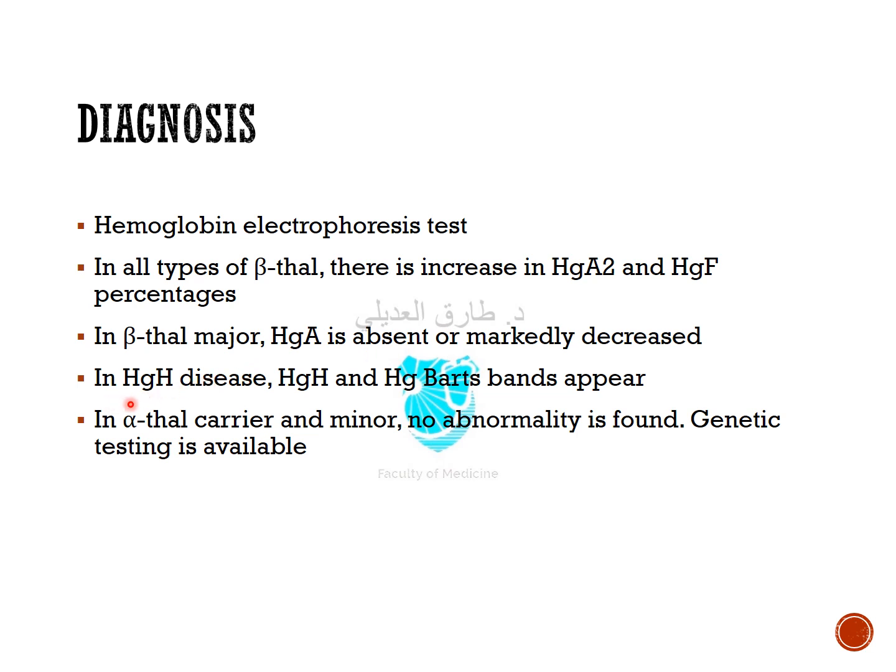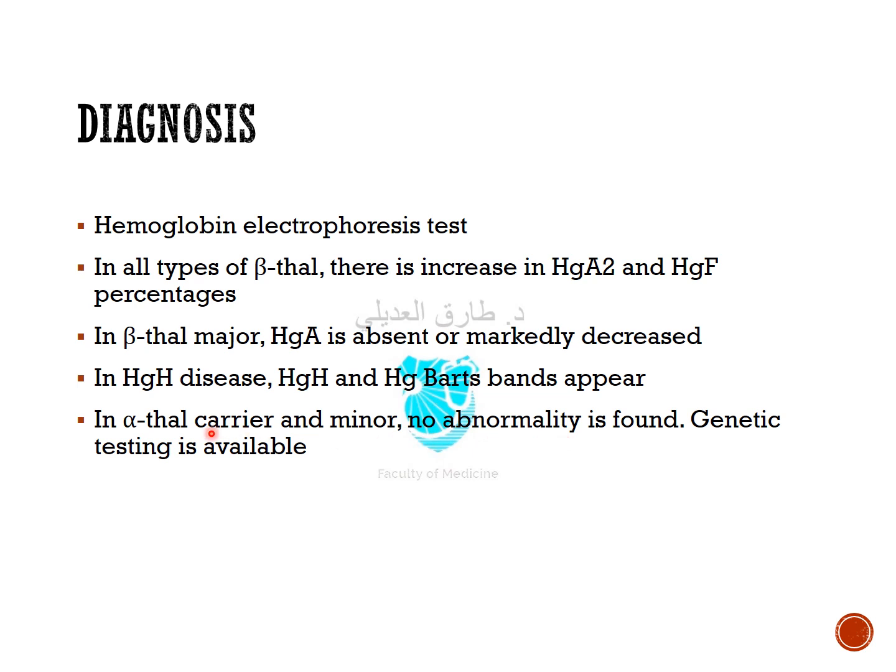What about alpha thalassemia? If the patient has hemoglobin H disease, as we mentioned, these tetra beta or tetra gamma, hemoglobin H and hemoglobin Bart, appear in the test, so it can give you the diagnosis. While in the carrier of alpha thalassemia, there is no abnormality that can be detected in this test. Why? Because there is a decrease in the alpha, so there is an equal decrease in hemoglobin A, hemoglobin A2, and hemoglobin F. All of them are decreased, but the percentage will stay the same. So we cannot diagnose the alpha carrier.